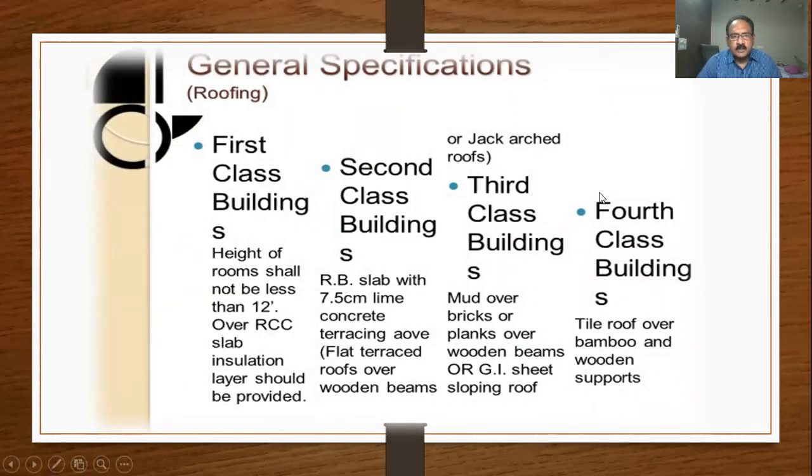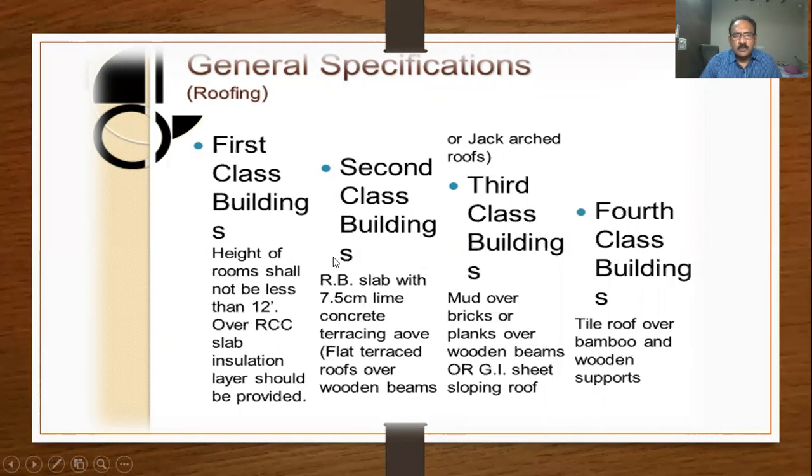In general specification, roofing is also important. What is the roof? RCC slab, generally 115 mm to 150 mm thickness, depending upon the size of your rooms. RCC, cement concrete: cement, sand, and aggregates, say 1:2:4. 1:2:4 is generally used in buildings.